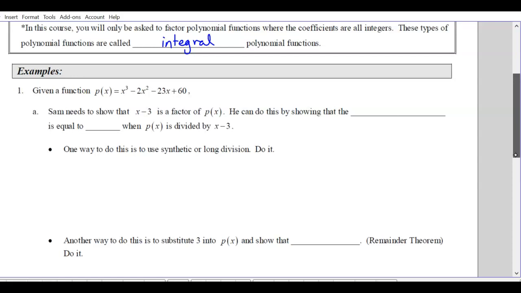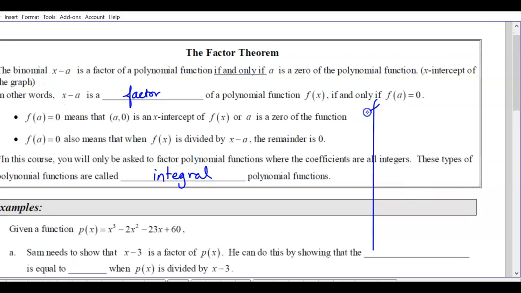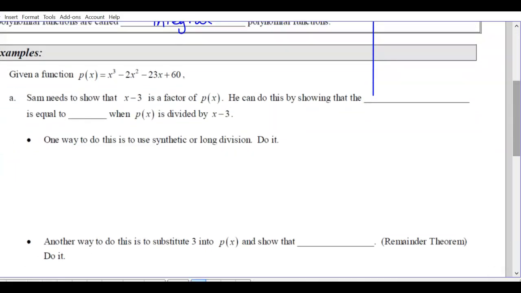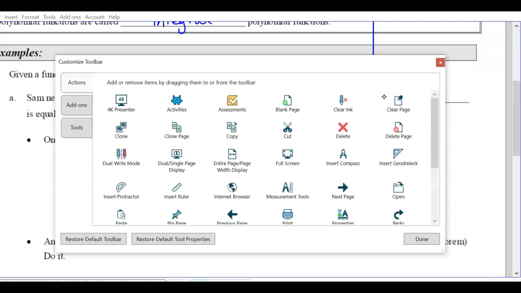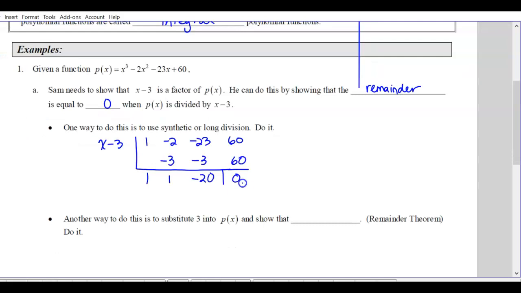He can do this by showing that the remainder is equal to 0 when p of x is divided by x minus 3. One way to do this is use synthetic or long division. Do it. Okay, I would probably use synthetic. Okay, so you're going to be really good with synthetic. Okay, so we can see that the remainder is 0.